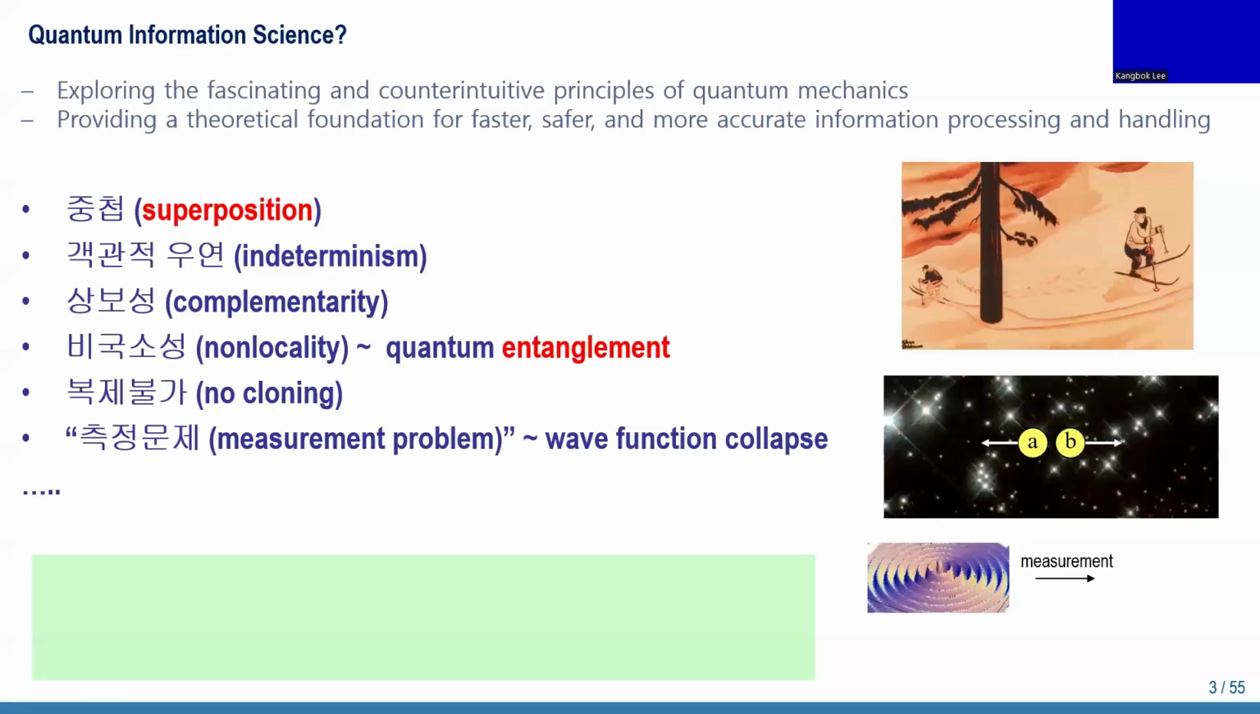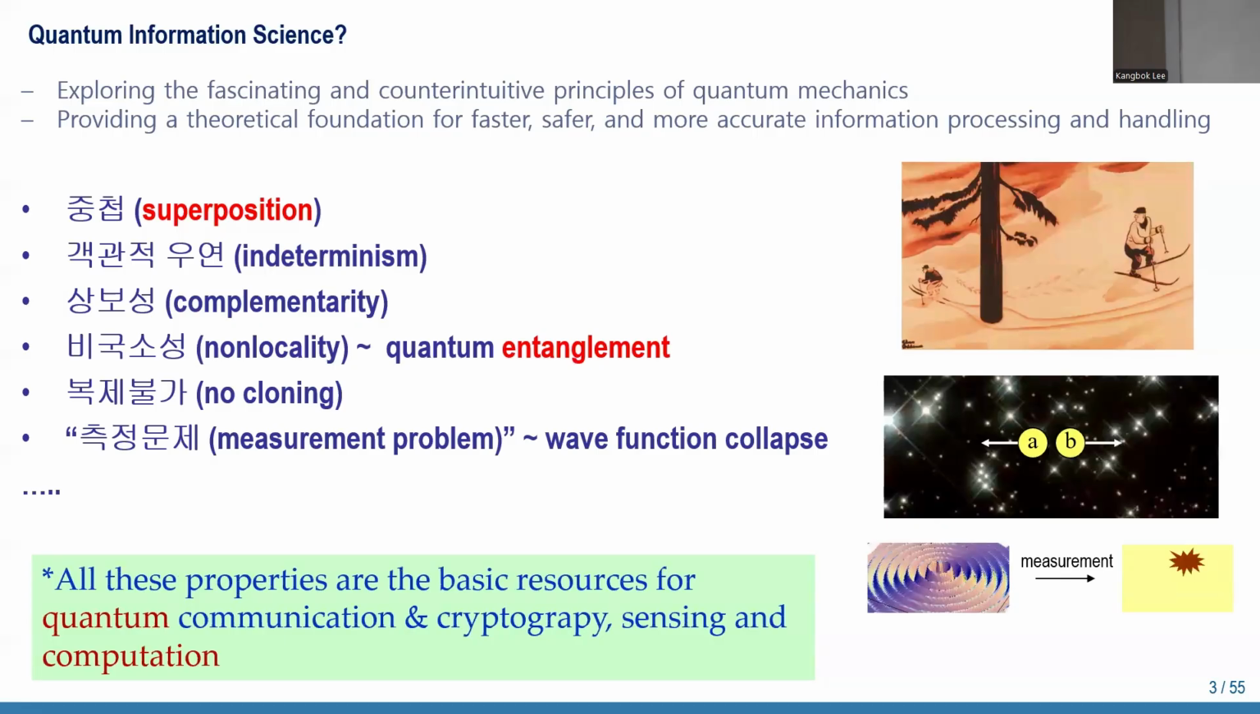What is quantum information science? Quantum mechanics has very weird properties like this, especially superposition and entanglement. For example, look at this figure here. I'm still not sure whether this happens during the quantum process, but we have to accept this.